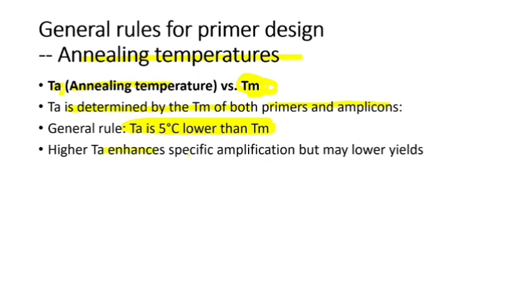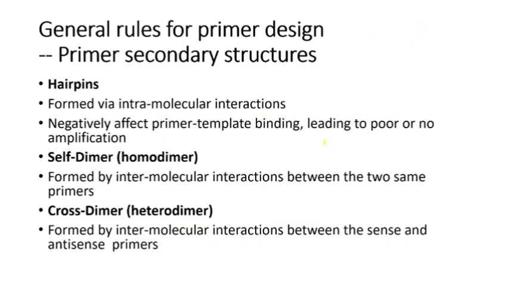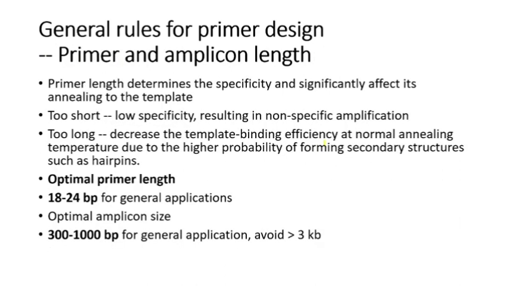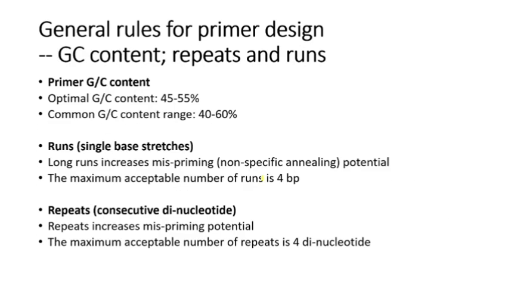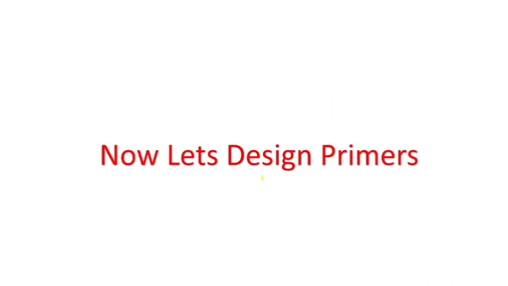A higher Ta enhances specific amplification, but may lower the efficiency. So we should have an optimal Ta. The optimal Tm will be about 52 to 60 degrees, and 5 degrees less than this can be the optimal Ta. So it should be useful.